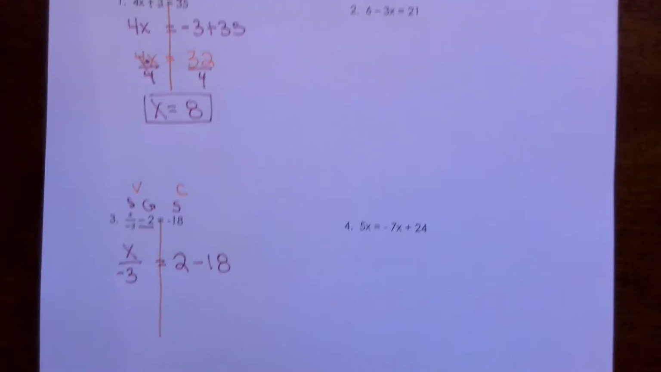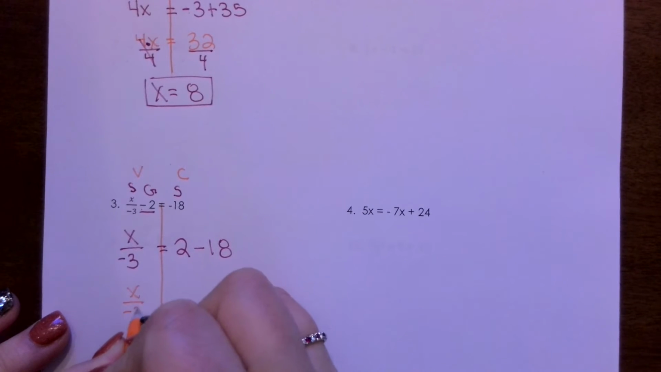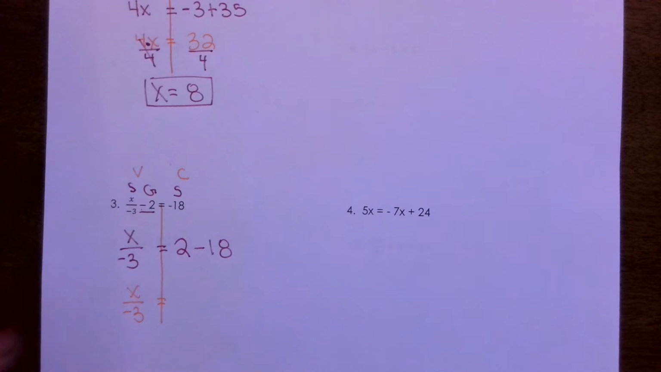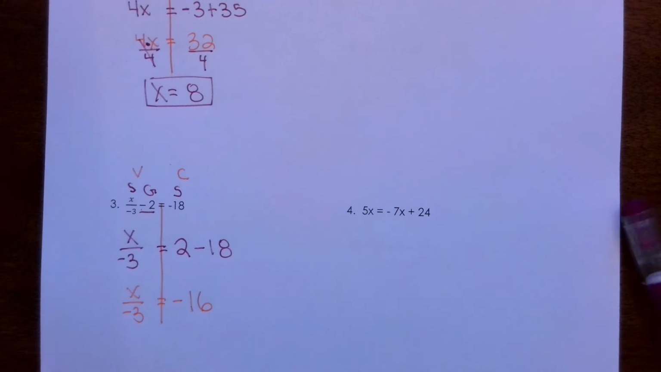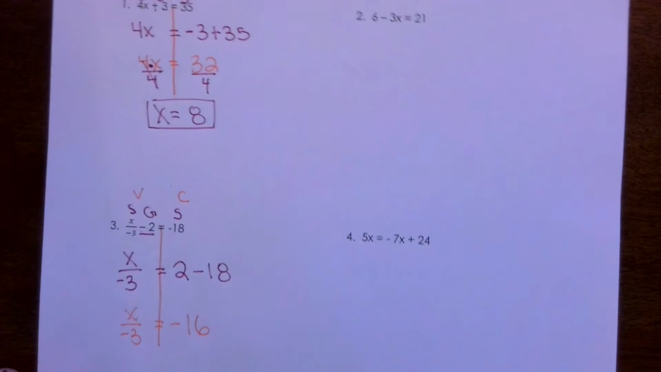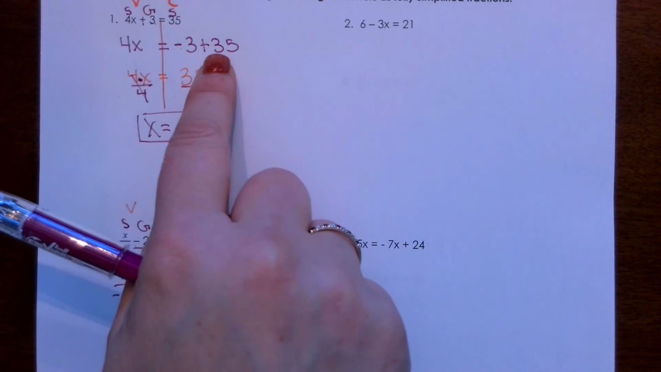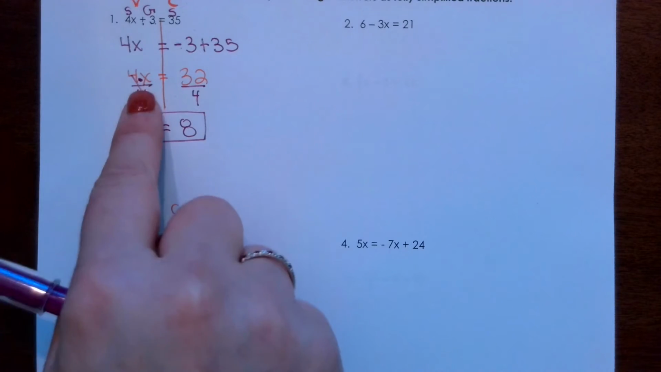Let's do a little combining. X over negative 3 equals 2 minus 18. Use your calculator or do this in your head. It is negative 16.